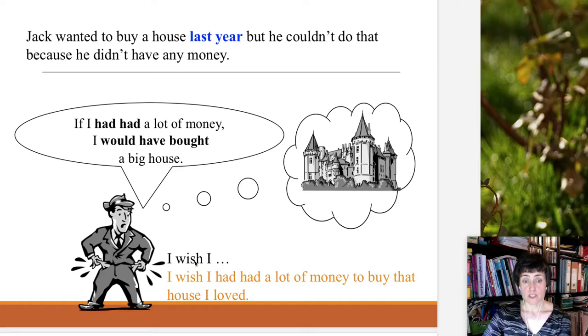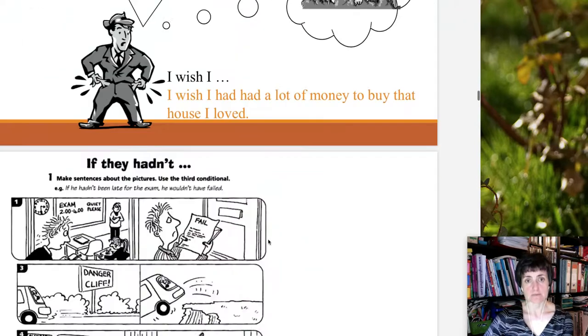And regarding wishes, ojalá, we also have a form for past wishes. And it's like in third conditional, with past perfect. I wish I had had a lot of money. I wish I had passed the exam. I wish I had bought that house. But, well, we'll have another video for this.